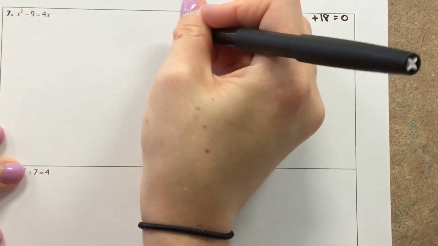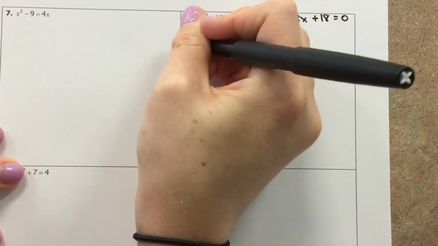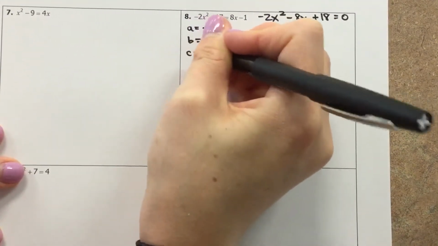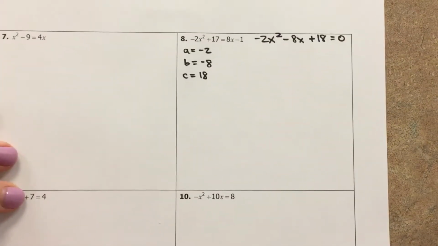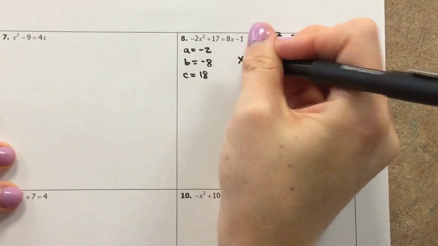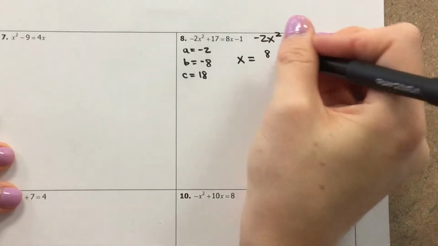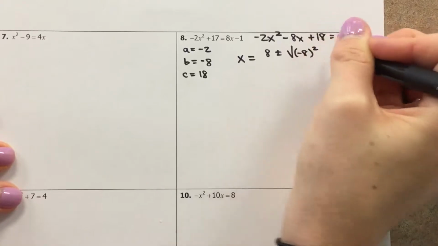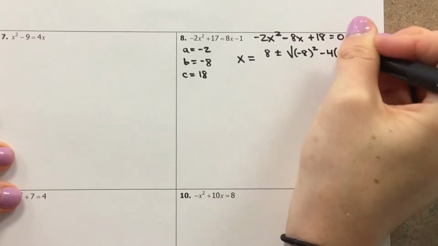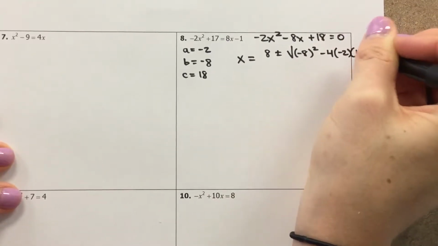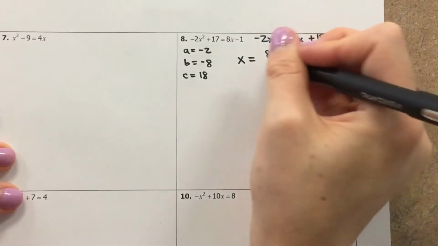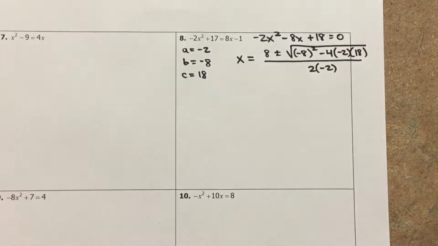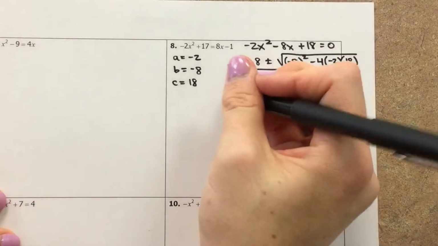Let's identify our pieces. A is a negative 2. B is a negative 8. And C is a positive 18. So those three values are going to get plugged into my formula. We have x equals negative b, which comes out as a positive 8. Plus or minus the square root of b squared minus 4 times a times c, finish that square root, all over 2a.